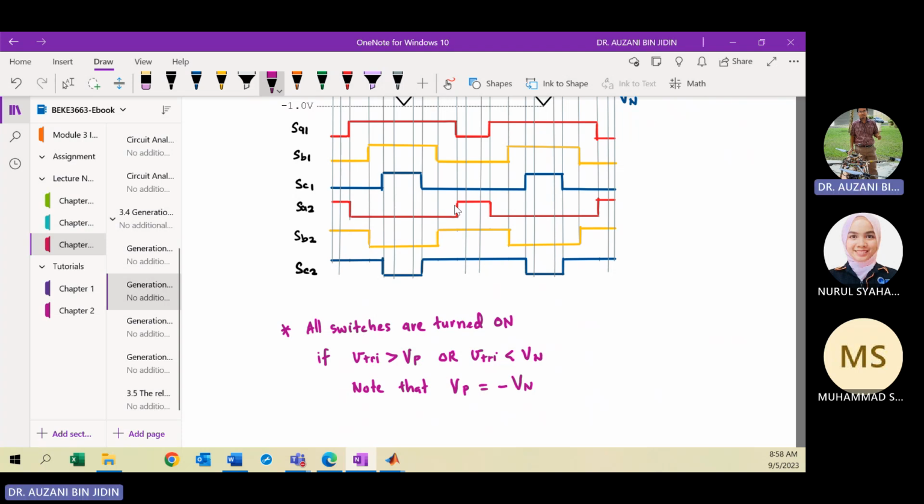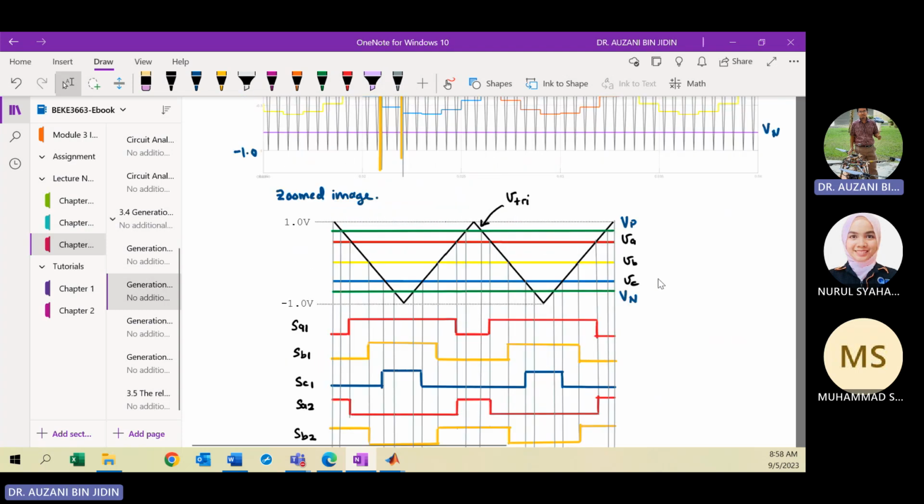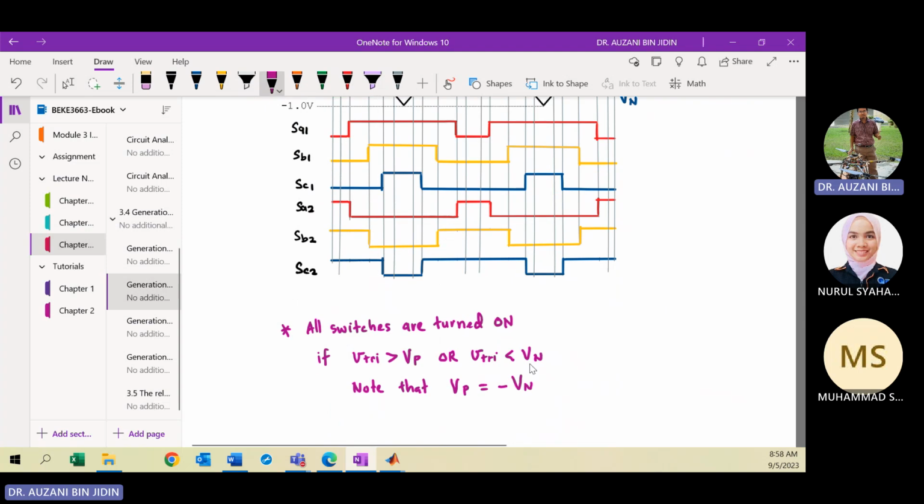Okay, so you have two cases so that all your switches can be turned on at the same time. One, when your triangular is larger than VP, another one is triangular less than VN. You have introduced the signals for VP and VN, the green color waveforms. Okay, so now we apply this condition. The triangular is larger than VP.